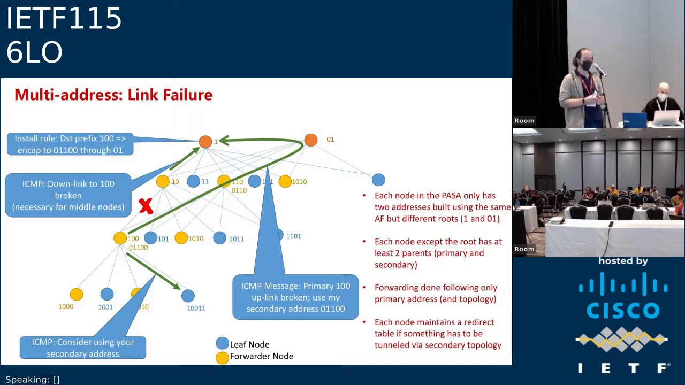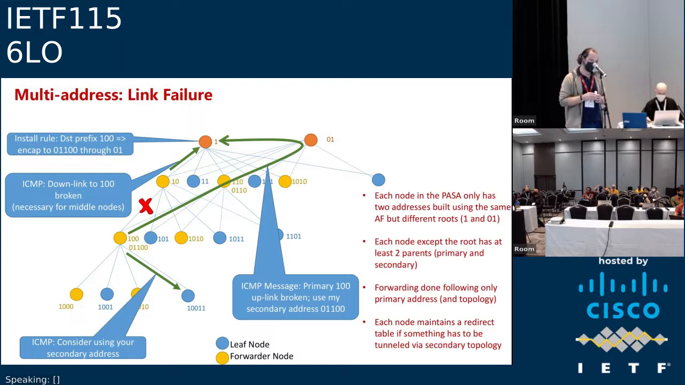After detection, 100 can use the other topology to send an ICMP notification to the root to say this link is down. This is done on the alternative topology using the address 01100, sorry for all these bits, going through the alternative route and then the original route, okay? This is from the bottom side of the link.